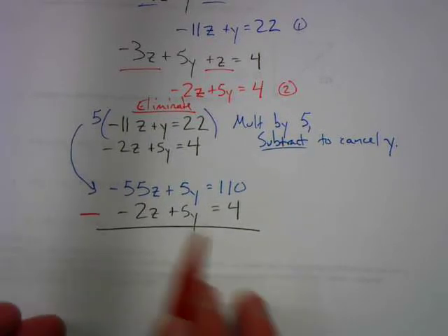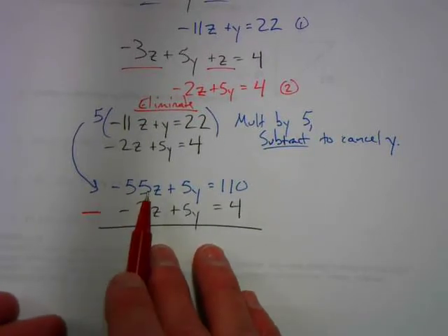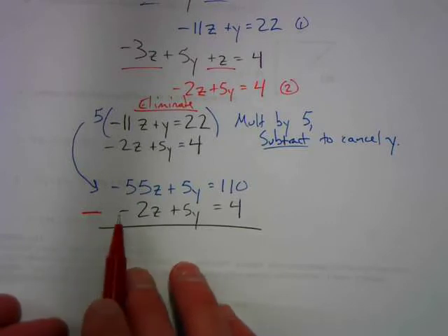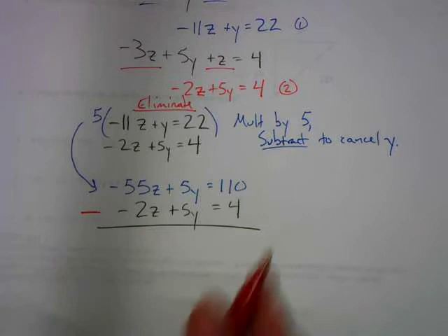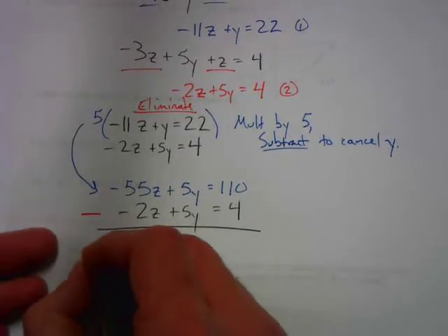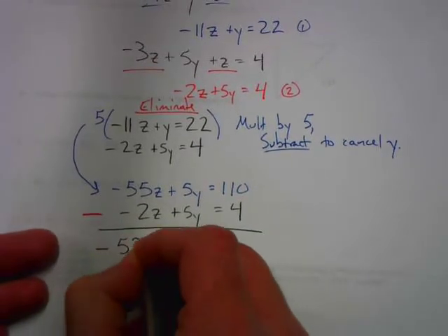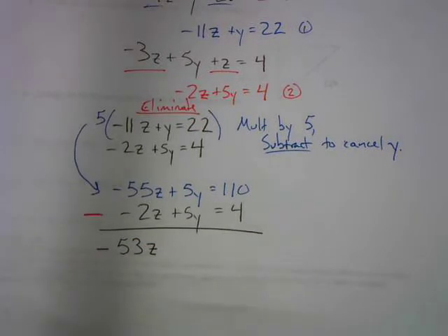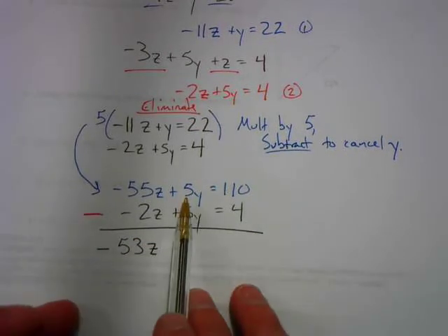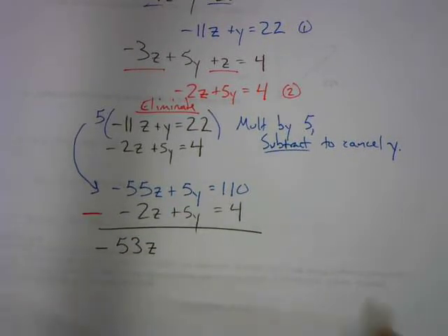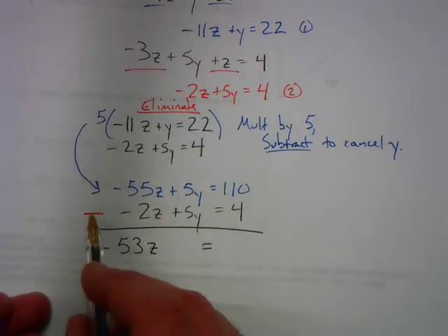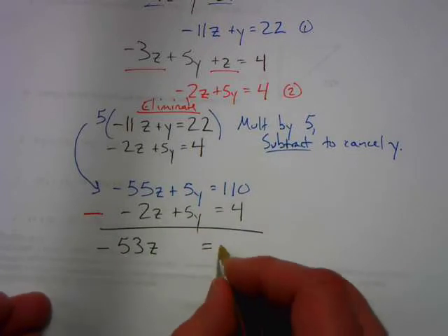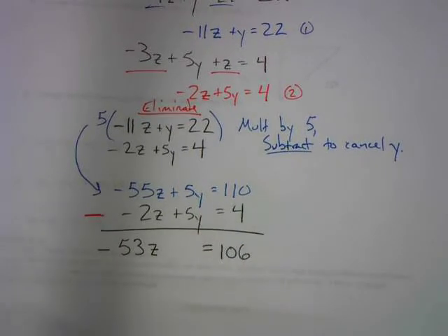Follow the pen. Negative 55z minus negative 2z. Negative 55 minus negative 2 is actually negative 53, so I'd have negative 53z. And then 5y minus 5y, that cancels just as we wanted. And then 110 minus 4 is 106.